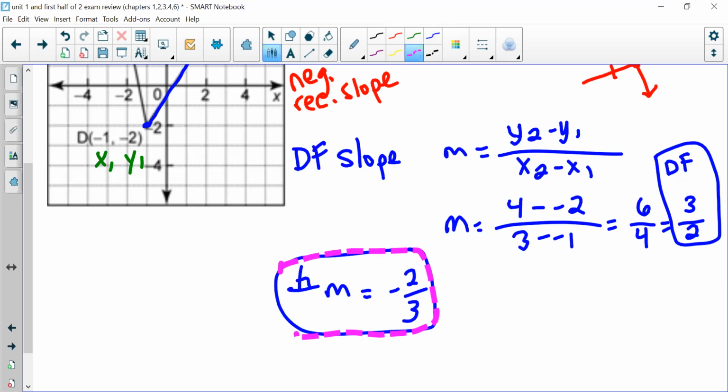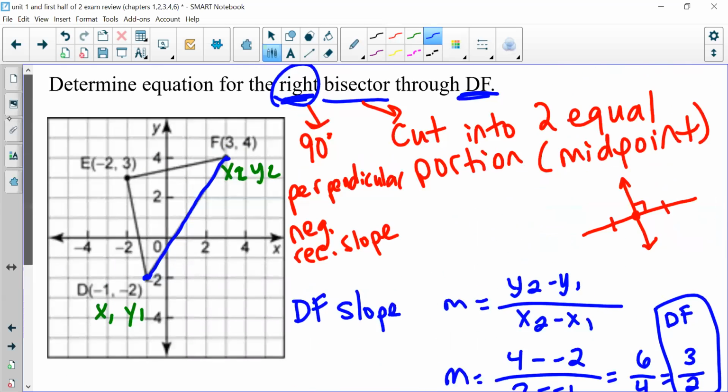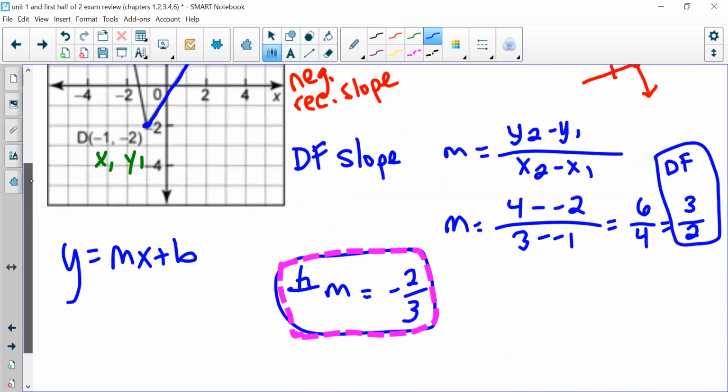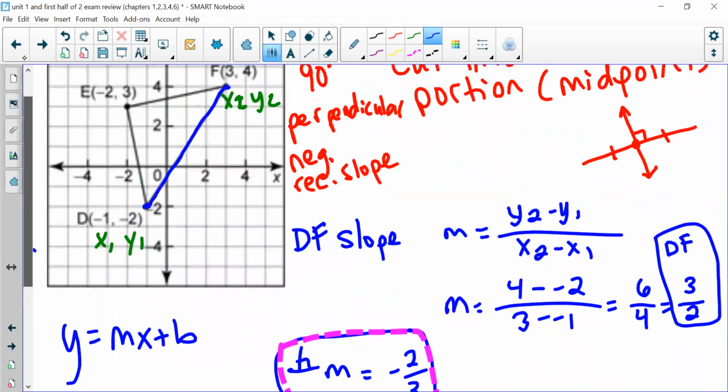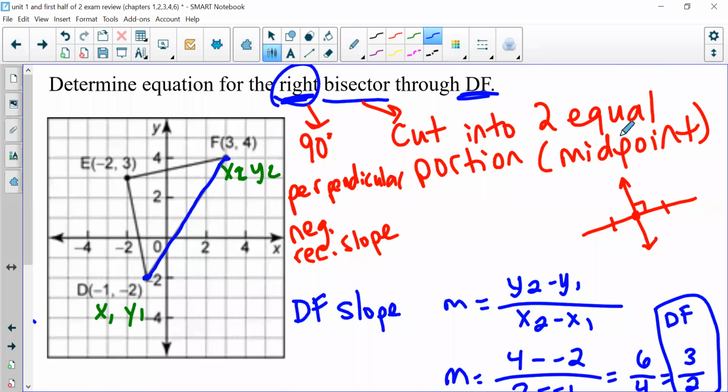Okay, once you have slope, what are you going to solve for next? Somebody just said an answer. I think you said midpoint. So once you have your perpendicular slope here, now you have to worry about the bisect part, cut into 2 equal portions. So whoever said midpoint, yes, that's correct.